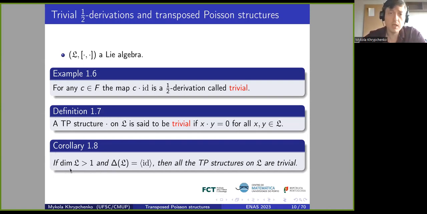In dimension 1, your Lie algebra is abelian, and so this is not true, but in this case, the Lie product is 0. So any commutative associative product will be a TP structure, but it's not interesting.